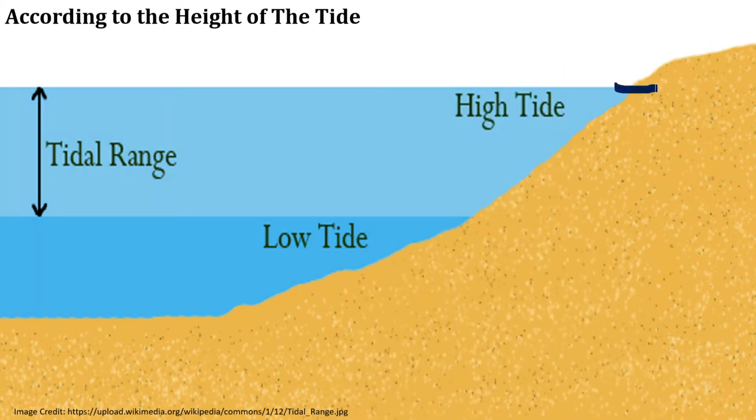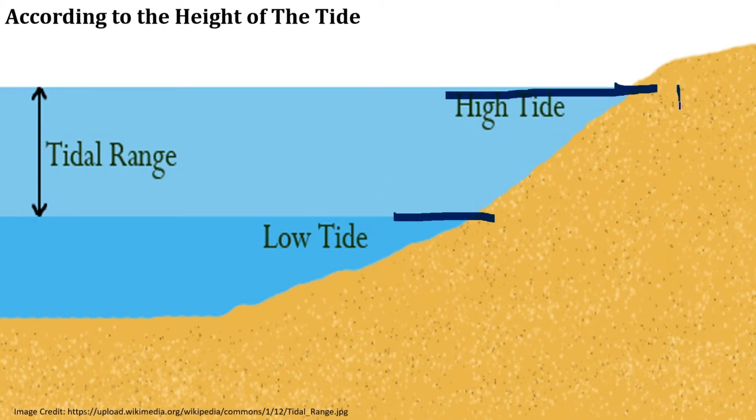In this diagram, you can see that the water has reached up to this point. So this will be the high tide point. Whereas after the high tide, the water has come down to this level. So this is low tide. So the difference between the high tide and the low tide is the tidal range.